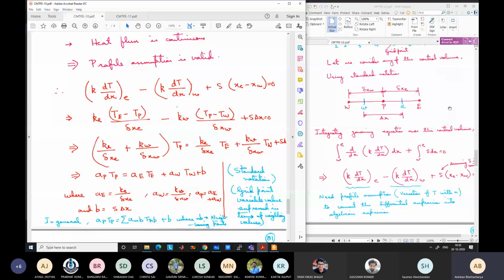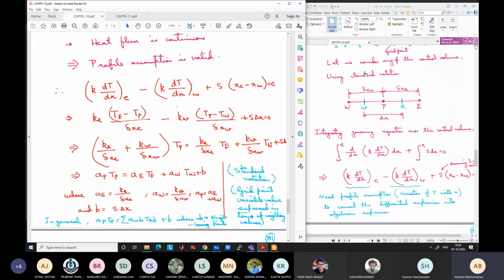What about the geometrical parameters, delta XC, delta XW, all these things? These are generated while you are generating the mesh. In CFD software, you see a very nice looking mesh. That is just a visual representation. Okay.